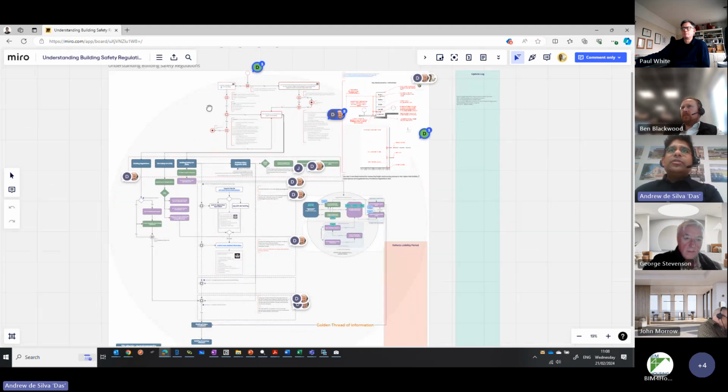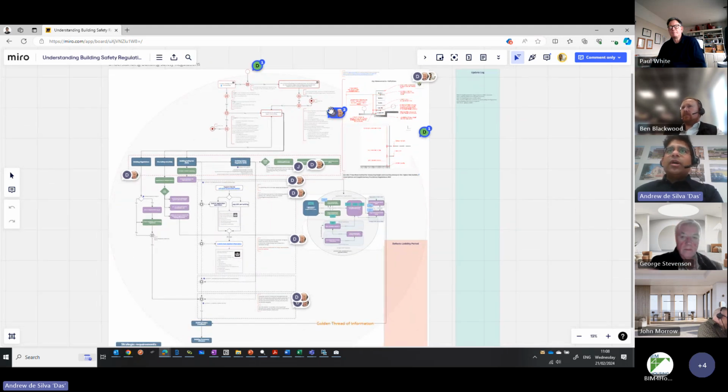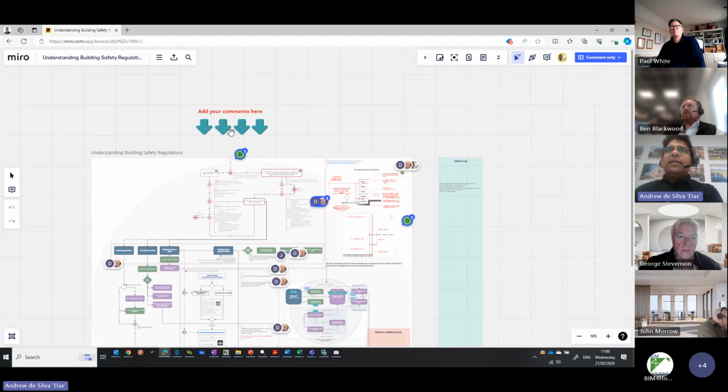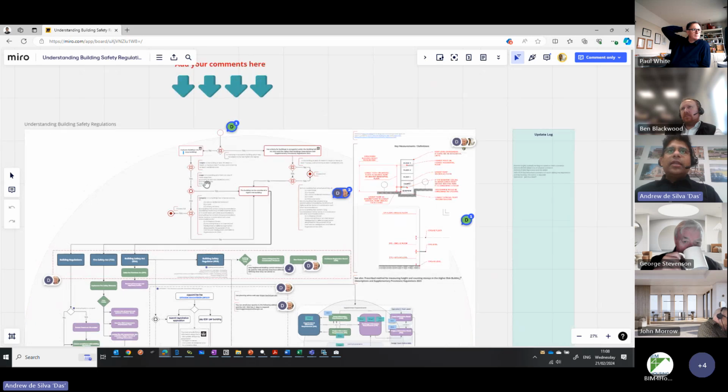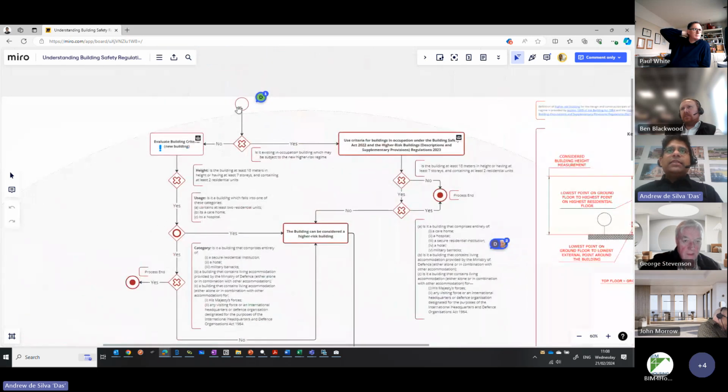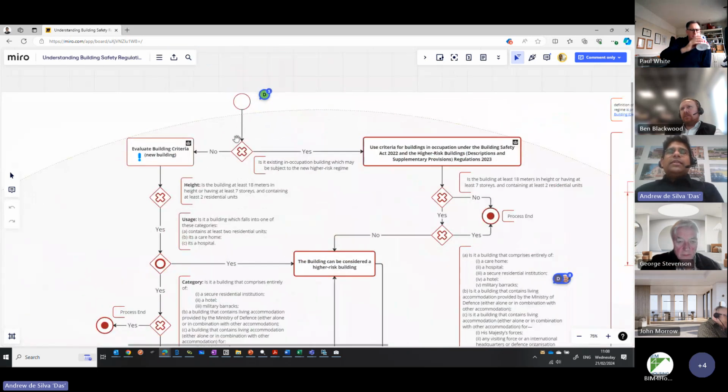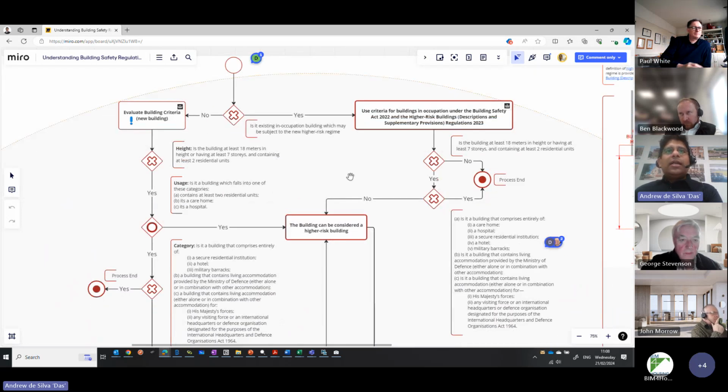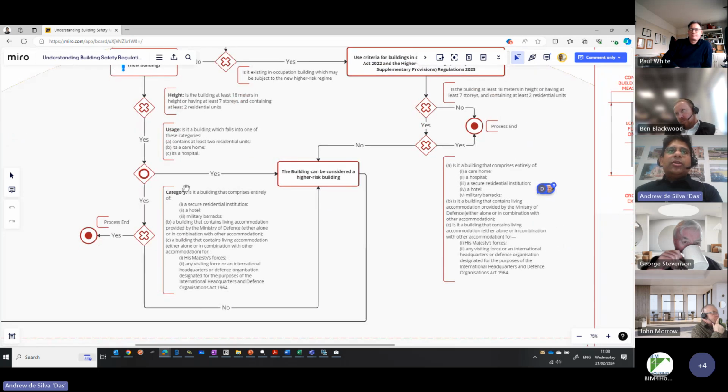But what he did was to generate this workflow diagram, and then a couple of us have commented on it, and the idea being that it should be a fairly straightforward, easy thing to navigate around in terms of yes, no, go to this step, do that, etc. So simply, what is the category, for example? Does it fall into one of these? If it's not, then obviously the process ends, for example.